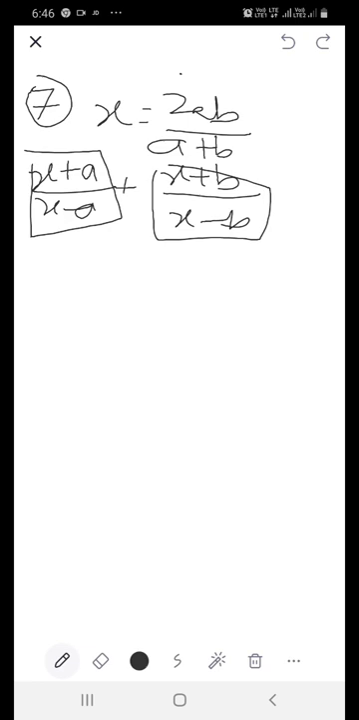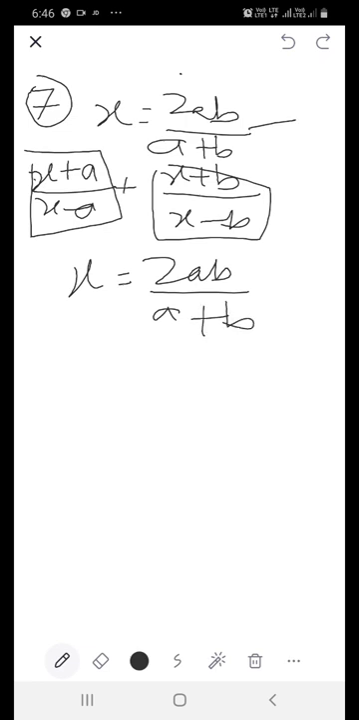Now from the given, x is equal to 2ab upon a plus b. What do you see? It is given x plus a upon x minus a. It means componendo dividendo has been taken for x upon a. This a I'm going to take on the left hand side, and obviously it will come in the denominator. I'll remove it from here, and you will be left over here with 2b, because I have taken a on the left hand side.